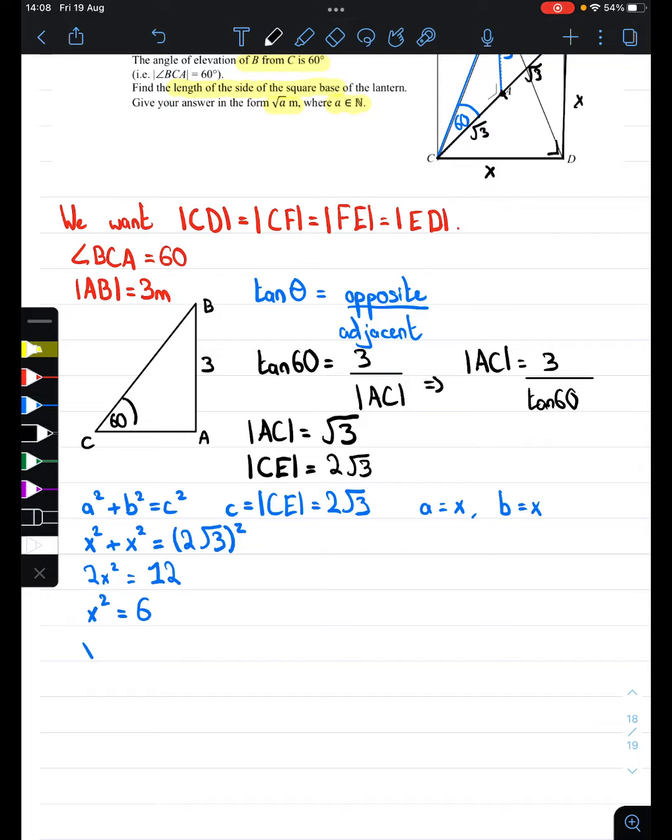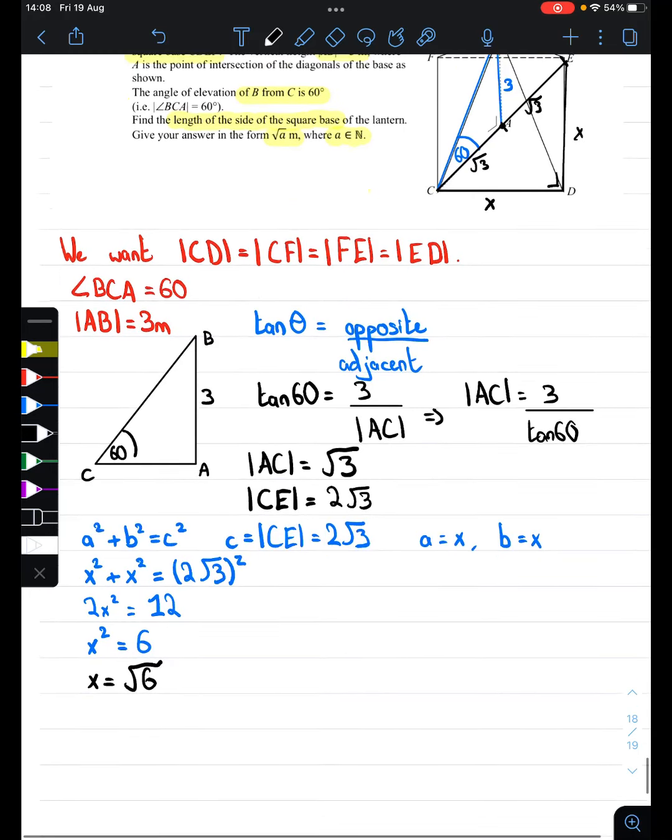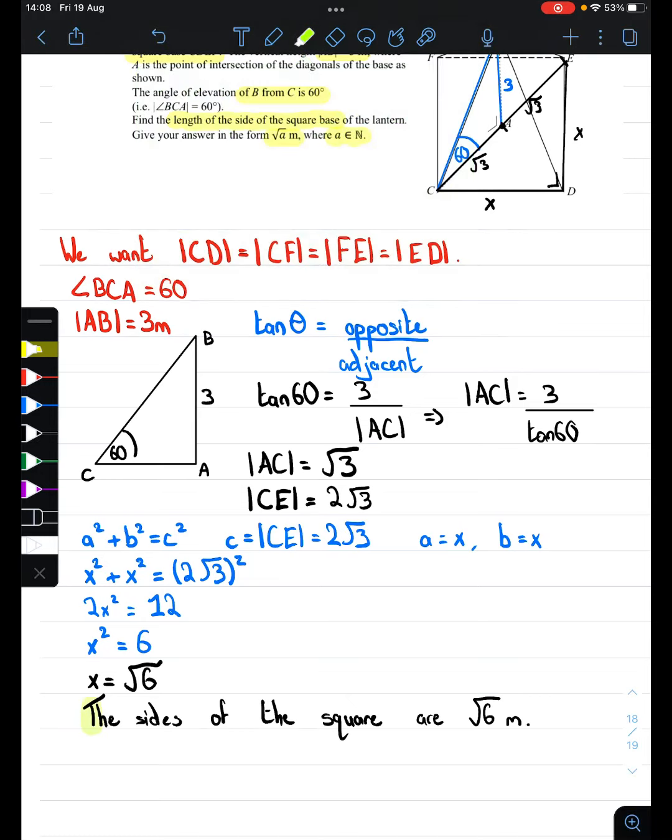So x equals the square root of 6. So the sides of the square are square root 6 meters. And that's it done.